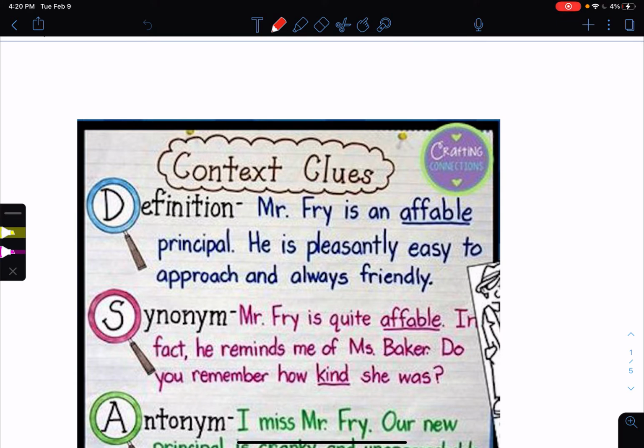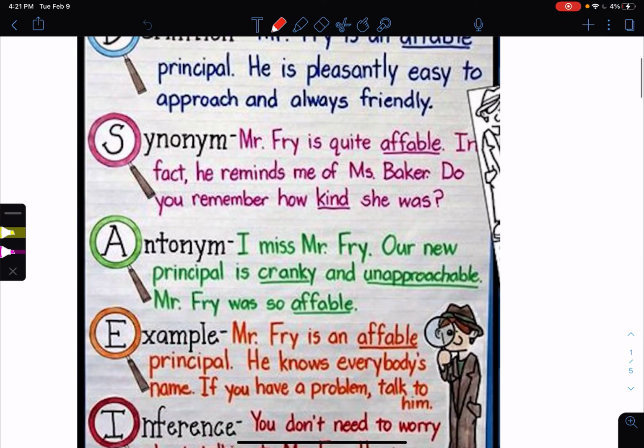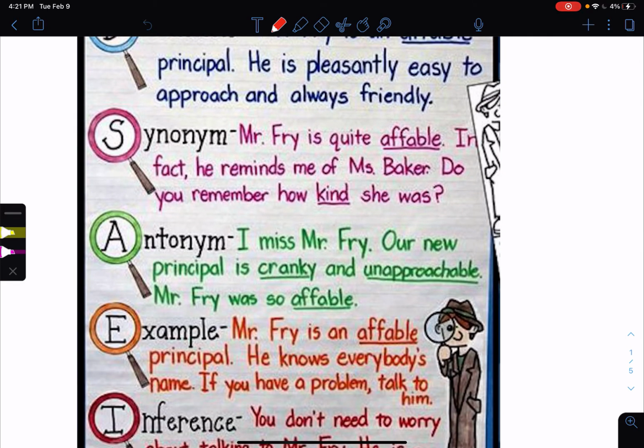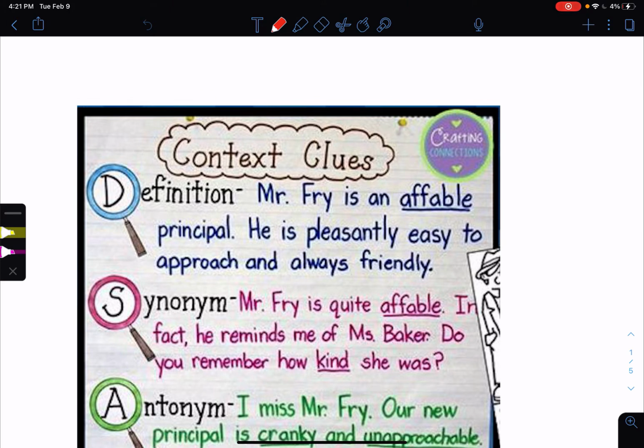Read around the text to see what the word might mean. They might give you a definition for it. They might give you a synonym. They might give you an antonym, or you can infer what it means. Okay, so I'm gonna go over this, and then we're gonna go over a couple of examples, and then you'll try. So context clues, and then we're also gonna do some inferencing as well.